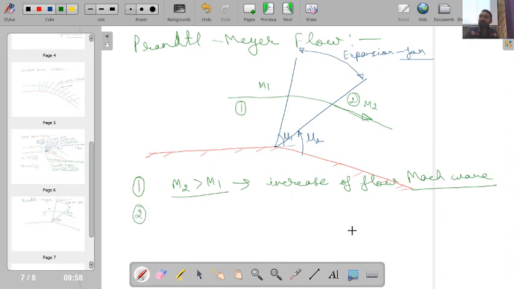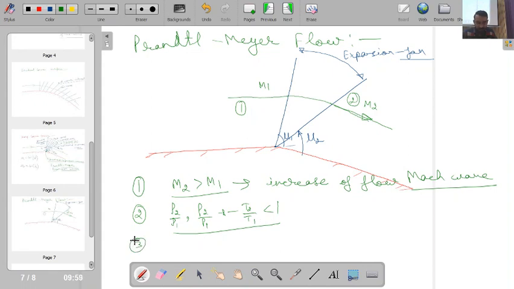Second important point: we have observed previously that on the downstream of the shock wave we have an increase in the property values, for example pressure, temperature and density increase. Whereas for expansion waves, rho2 by rho1, P2 by P1 and T2 by T1 will be less than 1. So flow properties are decreasing. Density, static pressure and static temperature decrease, and on the downstream of the expansion fan these have lower values in comparison to the upstream flow situation.